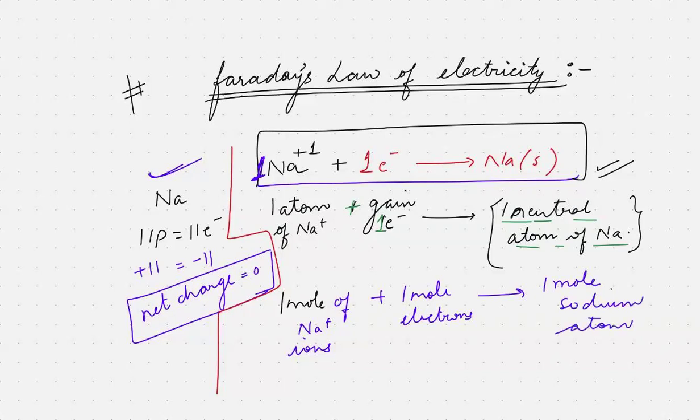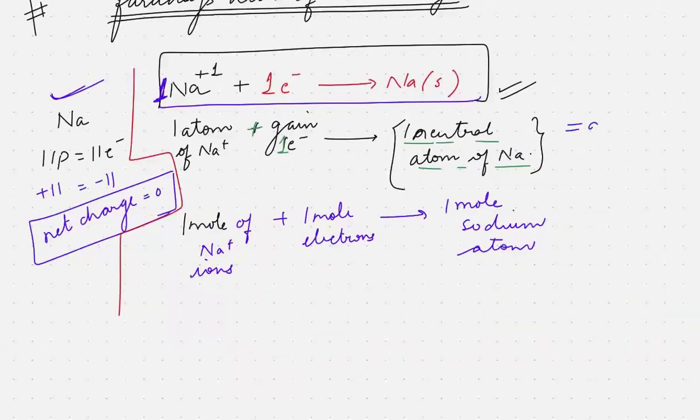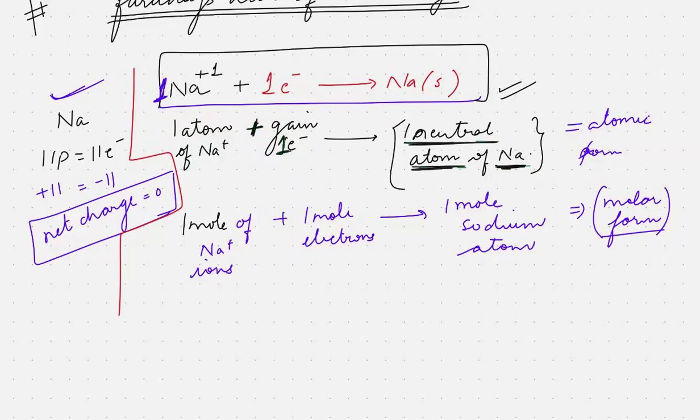Yes. So there are two ways of reading the equation. Either you read it in the atomic form, the very lowest possible form, the bare minimum of one atom, or we read it in the molar form. So one atom of Na plus will gain one electron to form one neutral atom of Na. And one mole of Na plus will gain one mole of electrons to form one mole of sodium atoms.